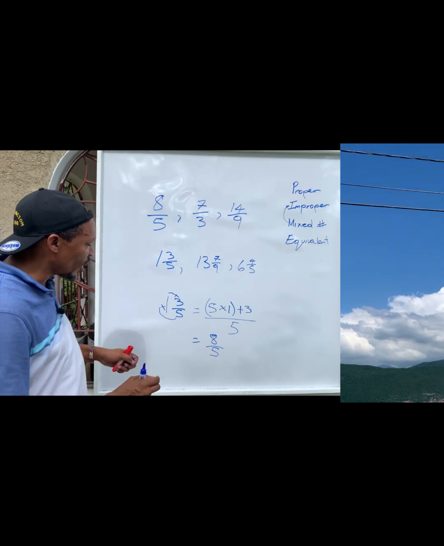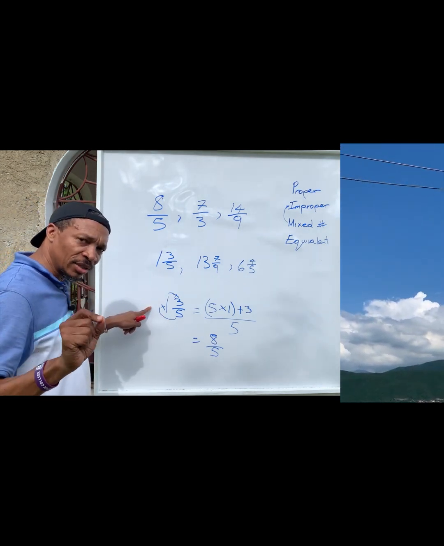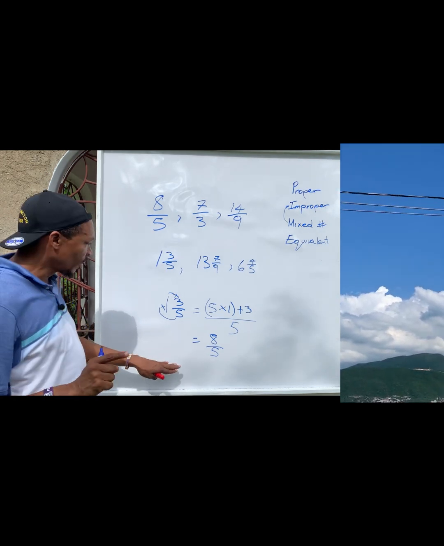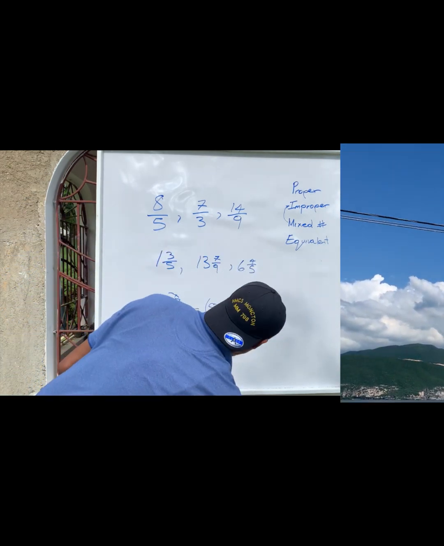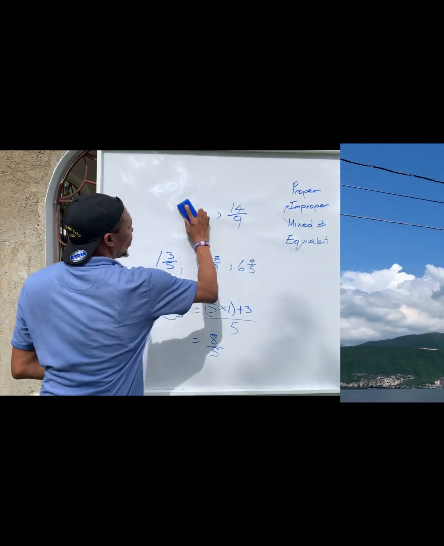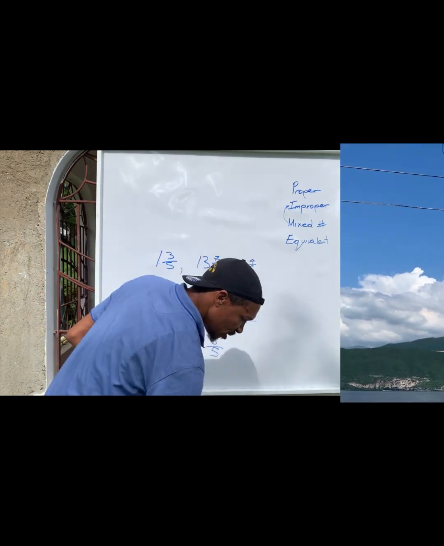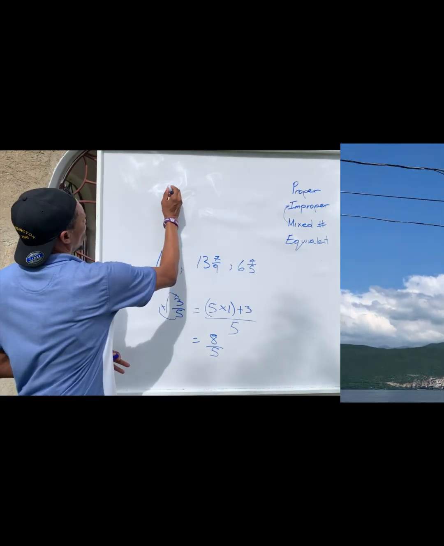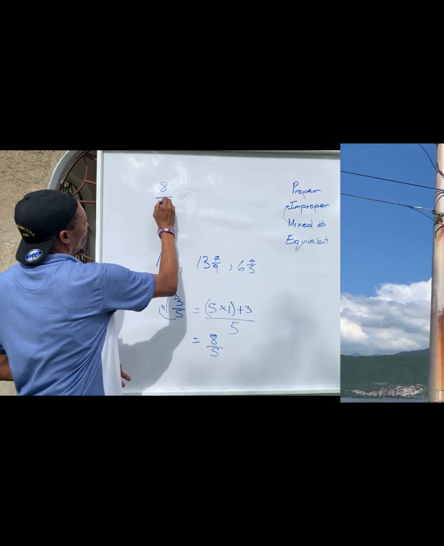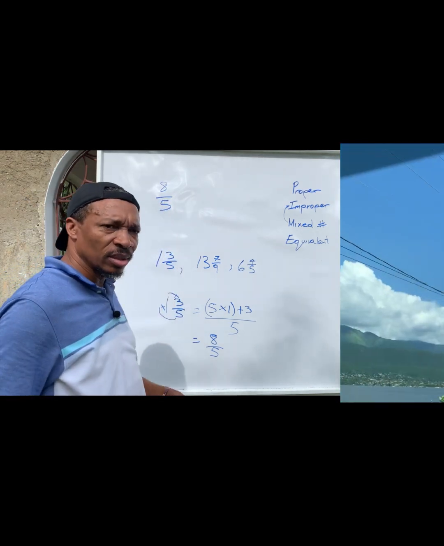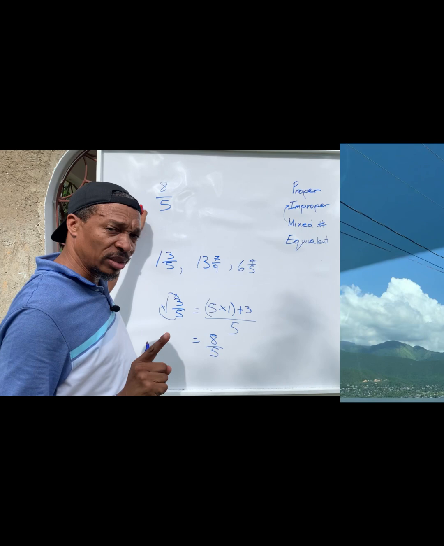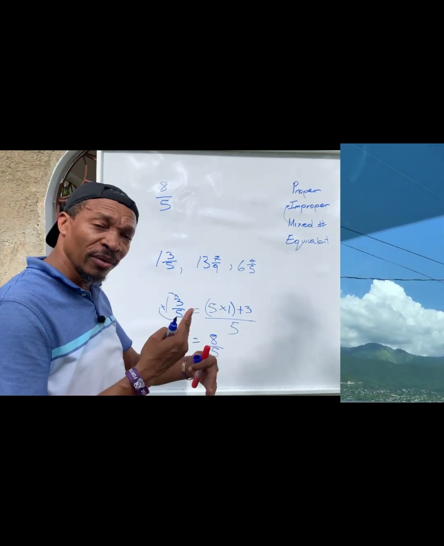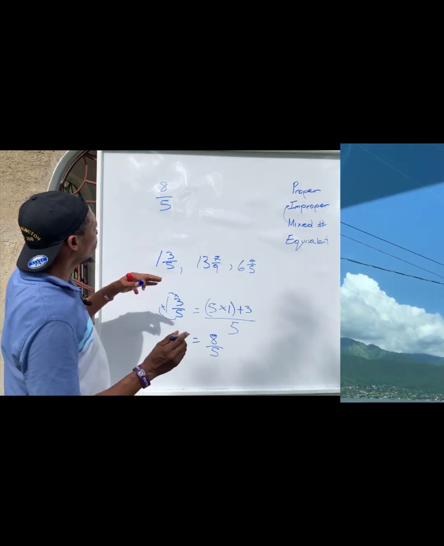All right, so that's how we convert our mixed number into our improper fraction. And the question might be asked, right? How do we convert, we have 8 over 5, how do we convert an improper fraction to a mixed number? Since we can do it vice versa, this is what we do.